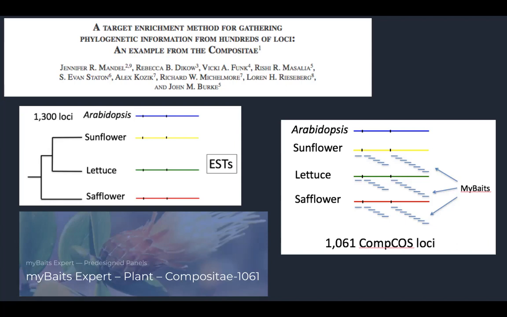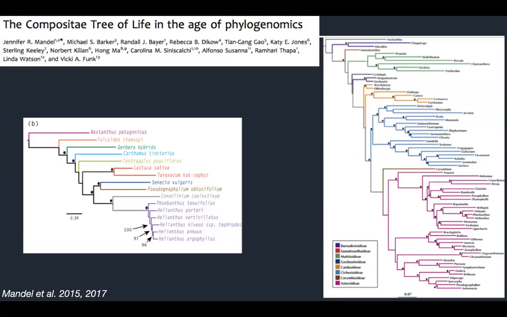So we had these probes and we wanted to test them out in a group of species where we were pretty sure we knew the relationships. And so we did that, shown here on the left, with about 15 taxa, even going out to Cassini, the Nastanthus species, to show that these probes could pull down or enrich loci across the family, and that the resolution for the trees was very high.